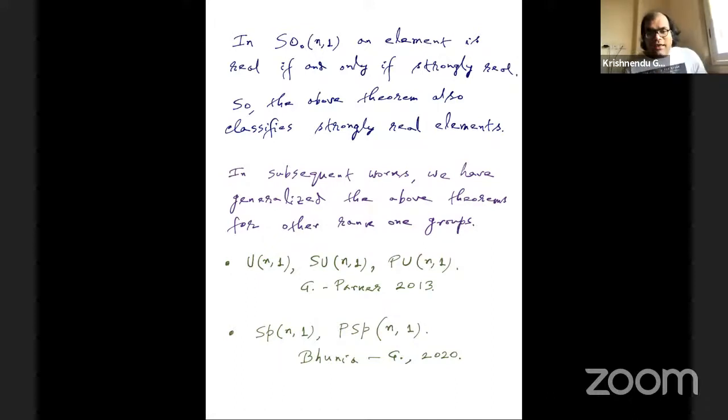And recently, last year, in a joint work with Sushil Bhunia, we classified reversible and strongly reversible elements in this group Sp(n,1), which is the quaternionic analog of U(n,1) and is the isometry group of the quaternionic hyperbolic n-space. Now, when you go from complex to quaternion, it is not always easy, as we will discuss shortly. So now this completes the picture of reversibility in the classical hyperbolic geometries or classical space form geometries.